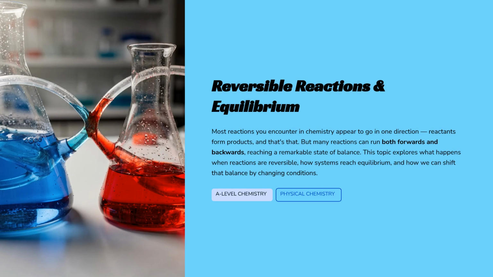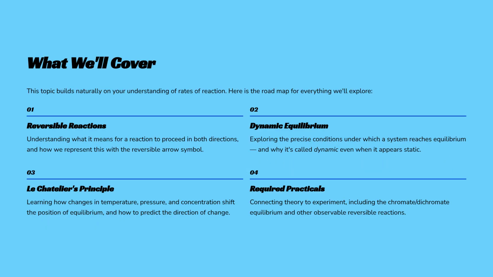Most chemical reactions appear to go in one direction. However, many reactions can run both forwards and backwards, reaching a dynamic state of balance called equilibrium. This video will explore reversible reactions, how systems reach equilibrium, and how conditions can shift that balance. Our roadmap covers 4 main areas: reversible reactions, understanding dynamic equilibrium, Le Chatelier's principle, and required practical applications.